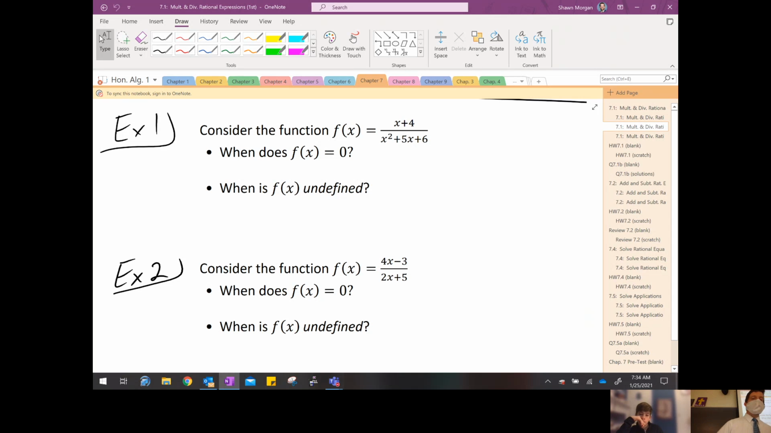So really what we're looking at here, look at example 1 with me. We're given this function that's a rational function, it's a rational expression. You got x plus 4 on top, and you got that trinomial on the bottom. And the two little bullet point questions say, when does this fraction equal 0? Okay, well, I know that a fraction equals 0 when, in simplified form, the numerator equals 0. What do I mean, Joe, by simplified form? What does that mean?